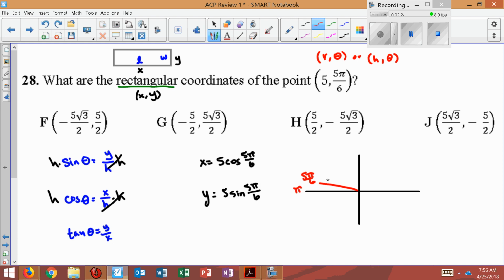So it's over here, which means the x values are going to be negative and the y values positive. At that, we can already go through and say this answer choice is out because its x is positive, and this one's also out. So it's going to be one of these two values.